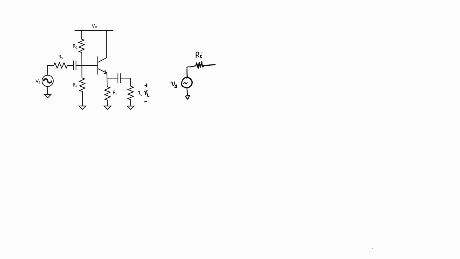A small signal passing through this circuit will still see the same source resistance R sub S, but if the capacitor is large enough, a small signal will go right through it, so I don't need to draw that now. When the small signal reaches this point in the circuit, it's going to see R1 in parallel with R2, so let me write that down here.